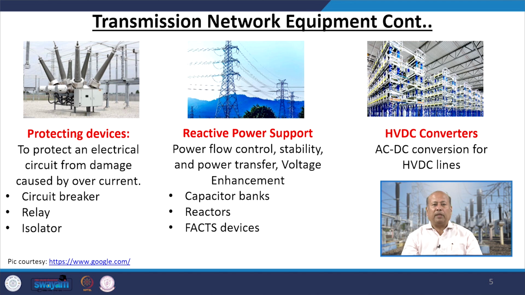Now, we do have protecting devices to protect an electrical circuit from damage caused by overcurrent: circuit breakers, relays and isolators. Then reactive power support, which is quite important. Power flow control, stability and power transfer, and voltage enhancement are possible through capacitor banks, reactors and FACTS devices. We also have HVDC converters. AC-DC conversion for HVDC lines is equally important for carrying out HVDC transmission.